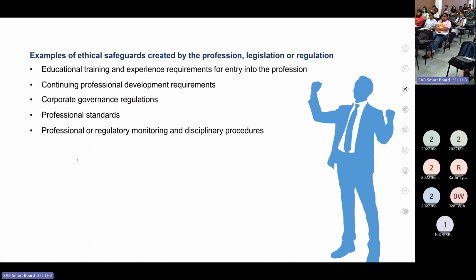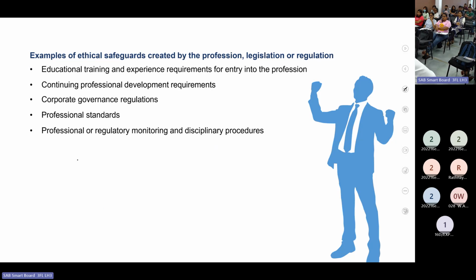So let's see the examples. Examples of ethical safeguards created by the professional legislation and or regulation. Educational, training and experience requirements for entry into the profession. When it comes to chartered accountants, you have to complete the examination along with the training. Continuous professional development requirements, corporate governance regulations. I think you have learned the corporate governance regulations, right? You need to have non-executive directors, independent directors, in your board to have board balance.